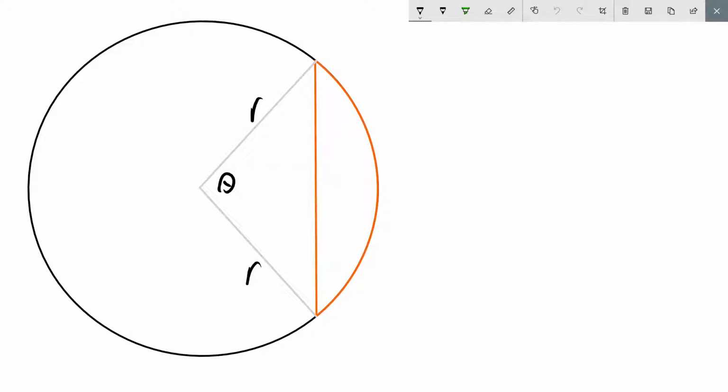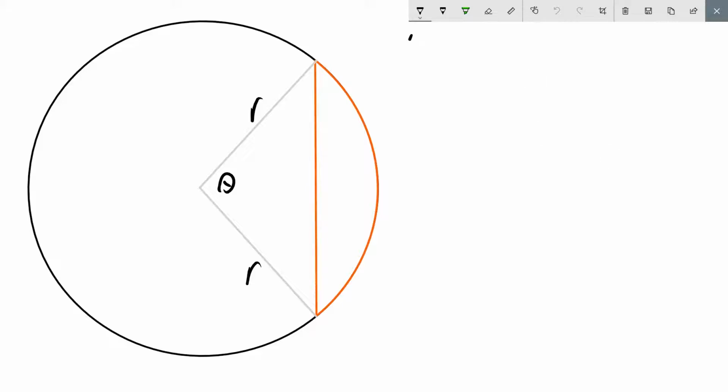So if we want to work out the area of this segment, what can we do? Well, we already learned in the previous video how to work out this sector of a circle, so maybe we can apply that logic to work out that and then subtract this new triangle that we've made here. So let's do just that.